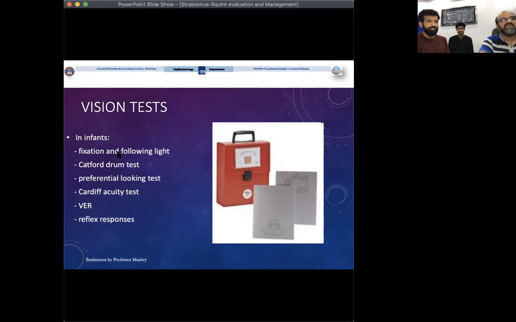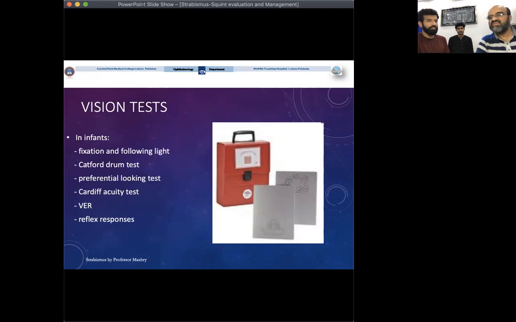So, visual acuity testing in adults, you know, we can check. In kids, we just see whether they follow or fix on the light. We can use toys, and there are various cards and special tests designed to measure the real potential or acuity of the kids. But generally, we just project the light and see whether the child can pick up the light and follow it.